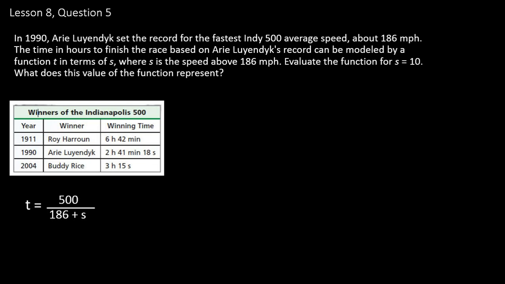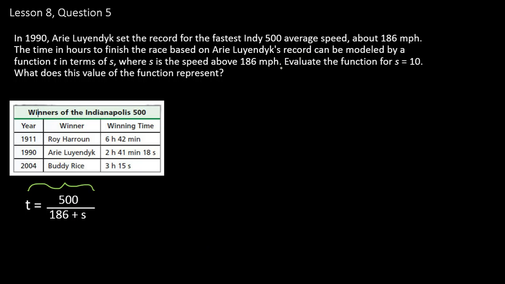Finally, question 5. In 1990, Ari set the record for the fastest Indy 500 average speed, about 186 miles per hour. The time in hours to finish the race based on his record can be modeled by a function t in terms of s, and that's what's given to us here, where s is the speed above 186 miles per hour. Evaluate the function for s equals 10. What does the value of this function represent?